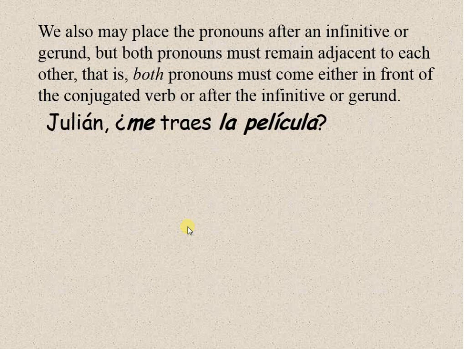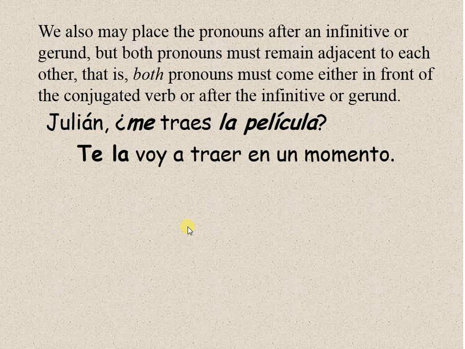Let's see. Julián, ¿me traes la película? Te la voy a traer en un momento. So here you have two verbs. Voy, which is conjugated, a traer, which is in the infinitive. So in this case, I decided to place it before the conjugated verb. Now remember, always the indirect object before and then the direct object.